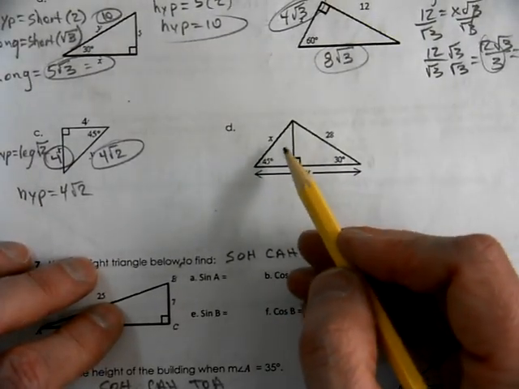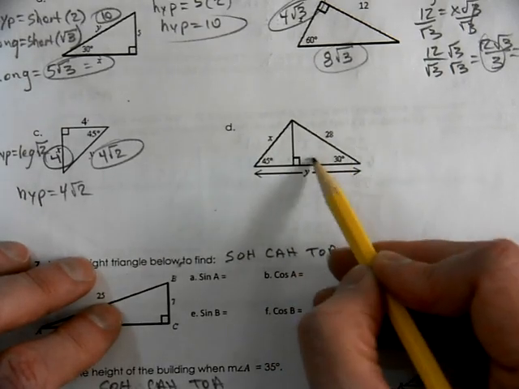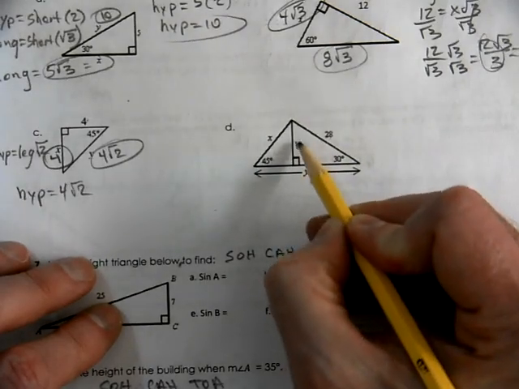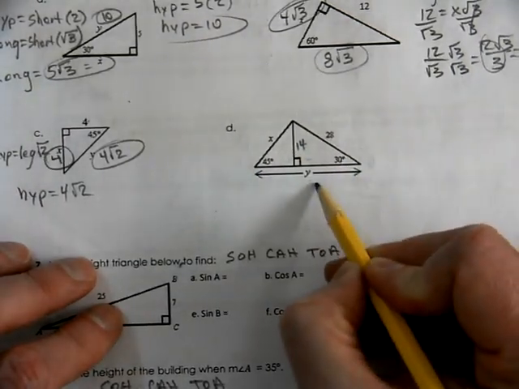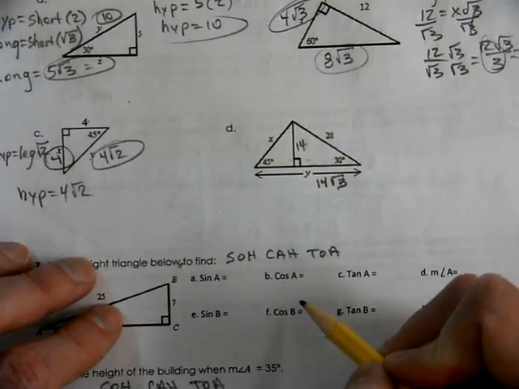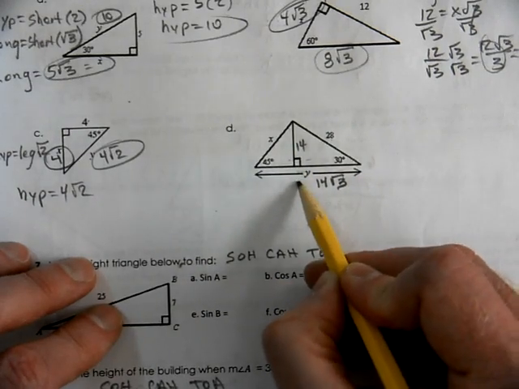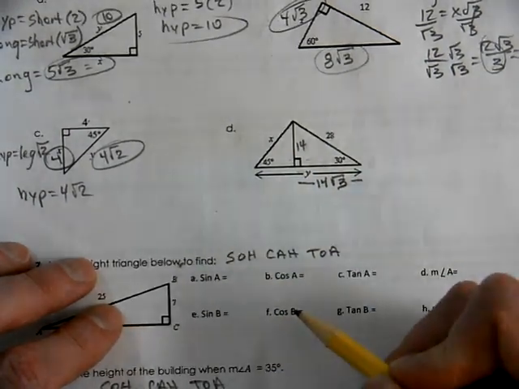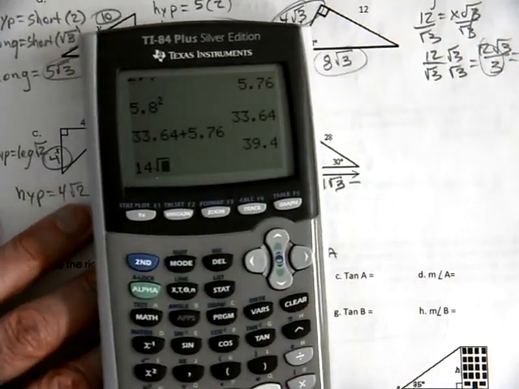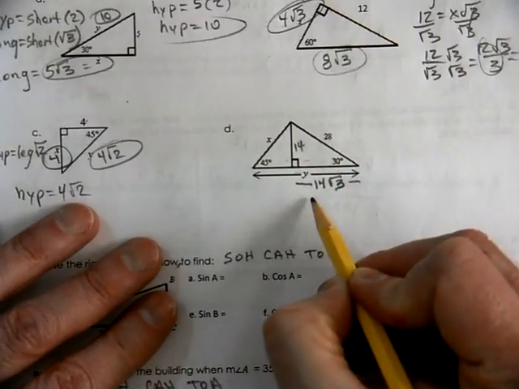Okay, this is a little combination of the two. This is a 45, 45, 90 and a 30, 60, 90. We know the hypotenuse, the short leg, is half of that. The long leg is the short leg times root 3. So this length from here to here is 14 root 3. If you want to know what 14 root 3 is, it looks like it's 24.25.